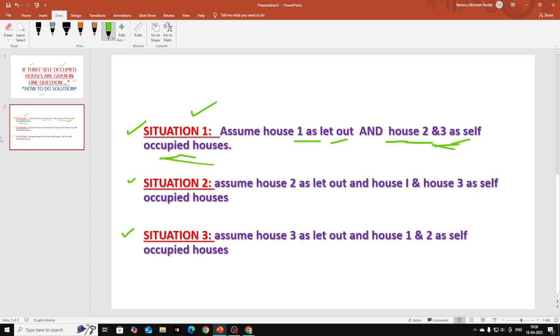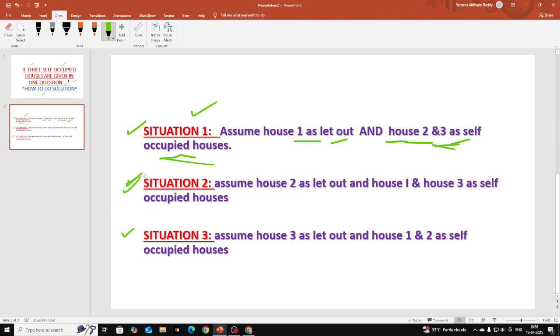If house 1 gives income and house 2 and house 3 give losses or income, he will add all the incomes and deduct the loss. From any house if he gets a loss, he will deduct that loss from the remaining incomes. He will see what the net income from house property is and keep it aside. Then he will go to the next situation, that is the second situation.